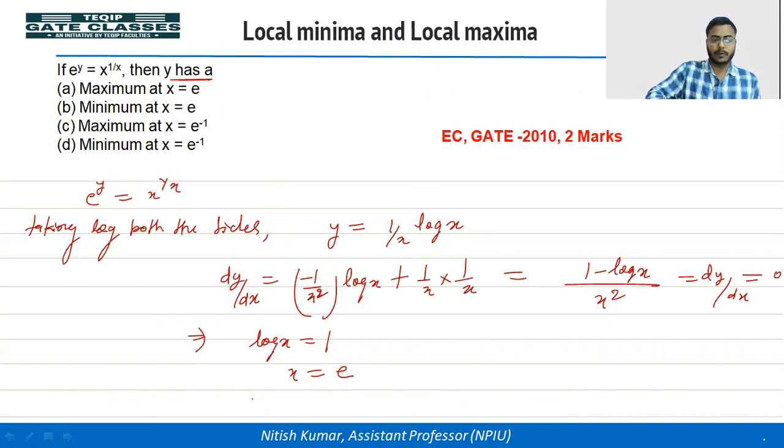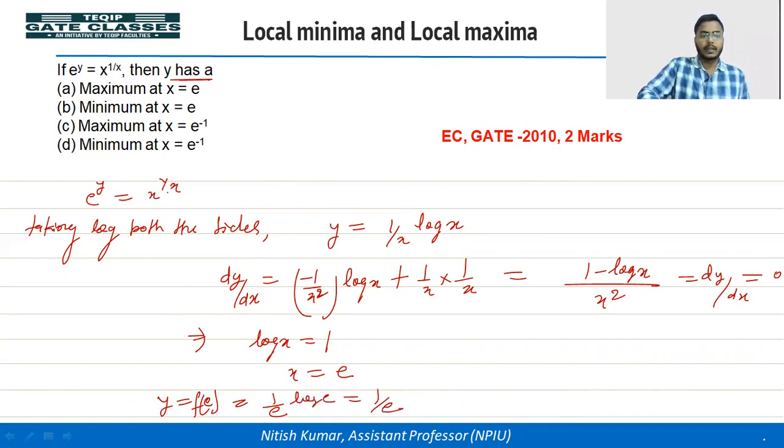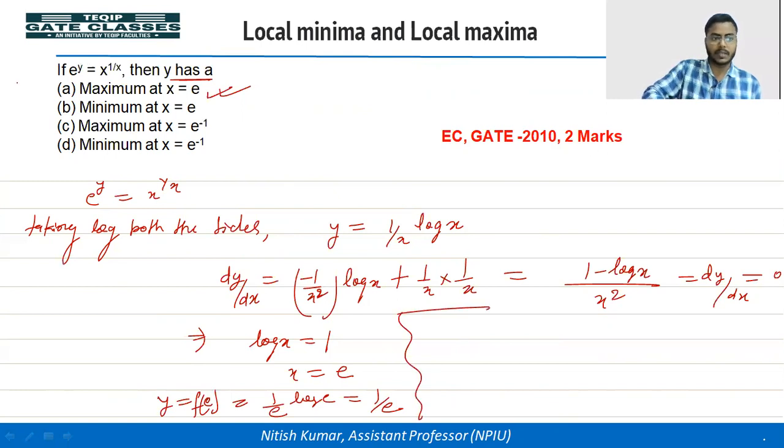If x would be e, then what is the value of y? What is the functional value? So we can calculate the functional value. So 1 by e. So here no need to calculate actually. 1 by e, so maximum at x is equal to e. You can choose the option A is correct. No, we have to check the maximum or minimum condition also, because here we are getting two options, A and B.